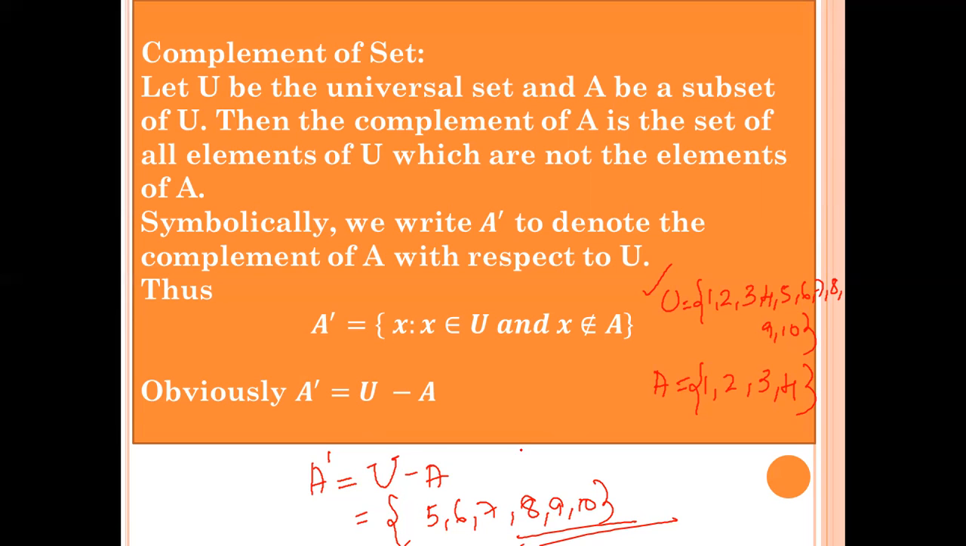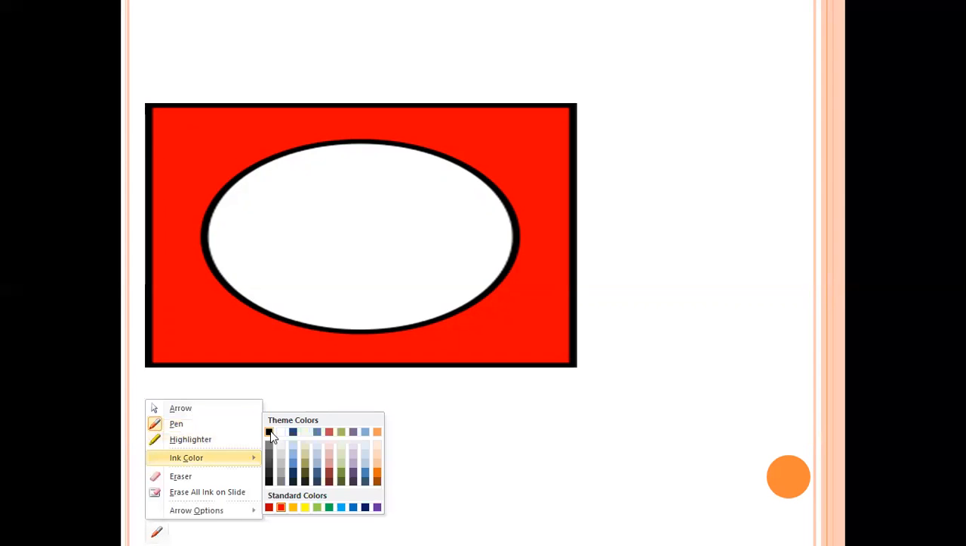I hope you have understood what is the complement of a set. So this is the diagrammatic representation. Since we have studied Venn diagrams, we have to use them somewhere or the other, right? So how to see the complement of a set using a Venn diagram? As you can see, the rectangle in a Venn diagram represents the universal set and the circle represents the subset. So A dash is nothing but the portion outside the circle and inside the rectangle.